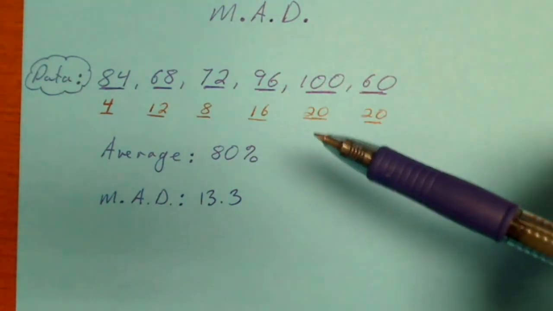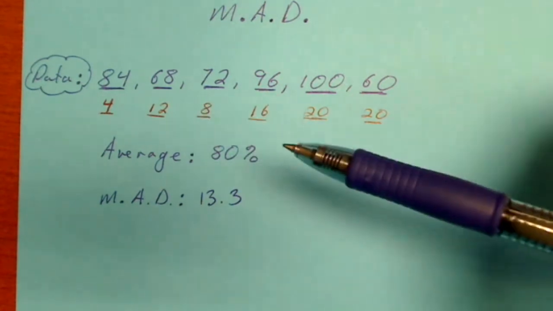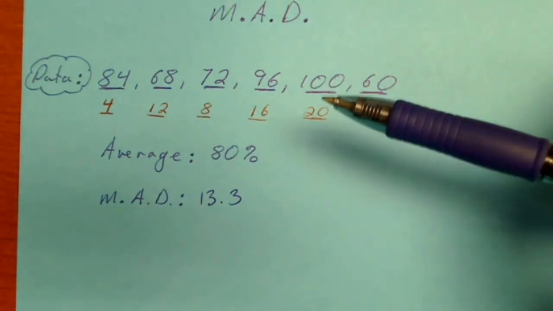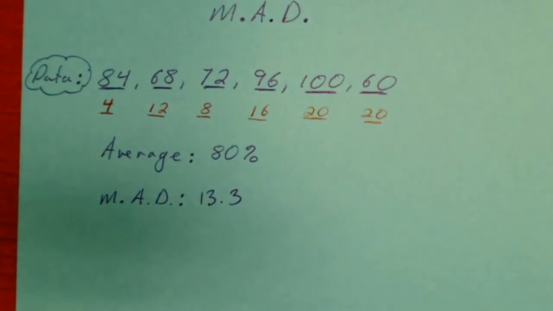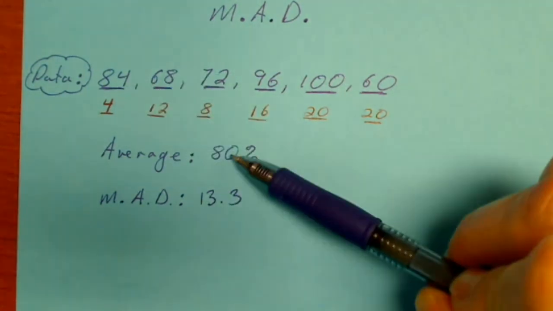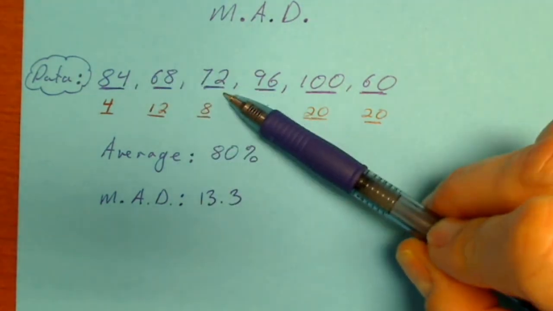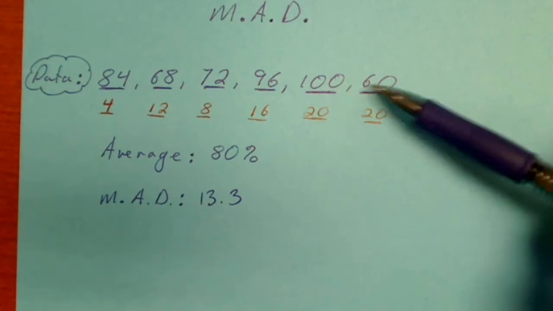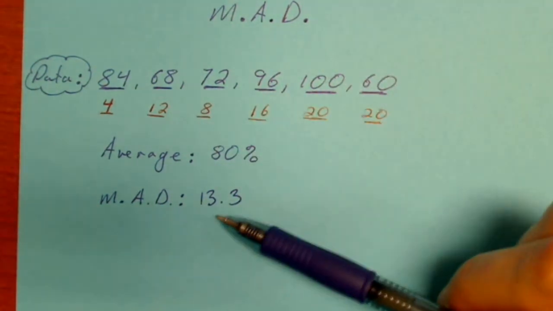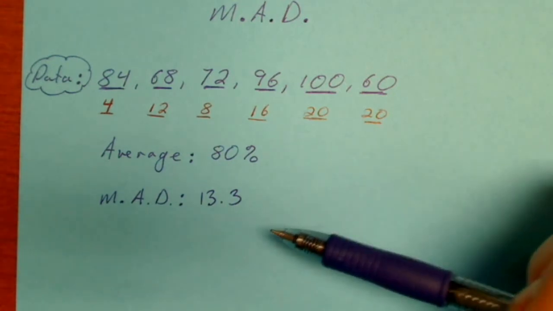Obviously, the ones that brought that down are like the 68s and the 72s. And even the 100s add to that mean absolute deviation, because it's not just how much below the number, it's also how much above. It's how far each data point is from the average. So if you look at them, you can see 84 is pretty close to 80, but 68 is pretty far. 72, 96, 100, all three of those are pretty far away from the average, which is why the mean absolute deviation was so great.